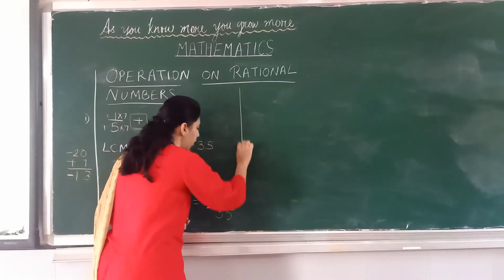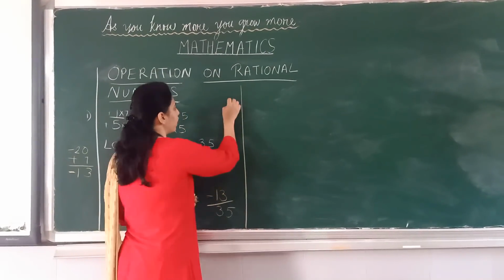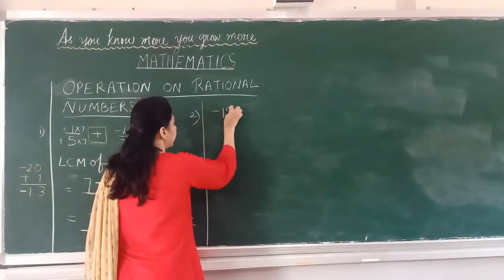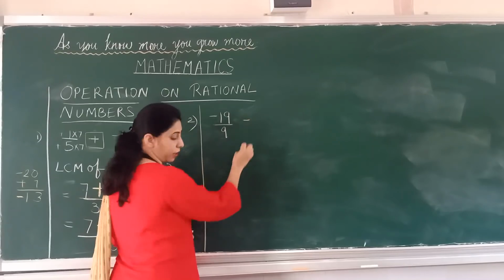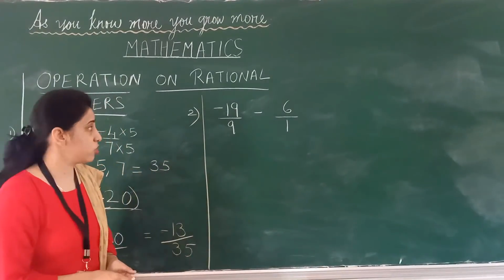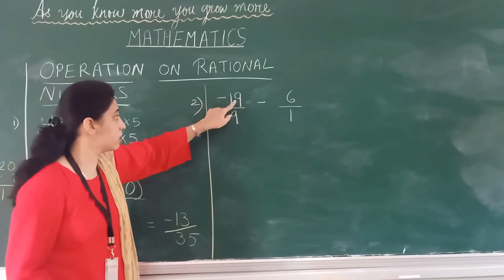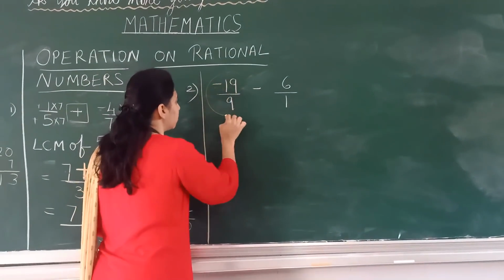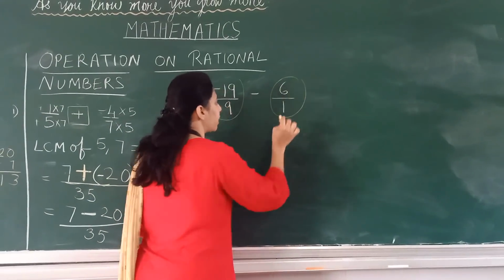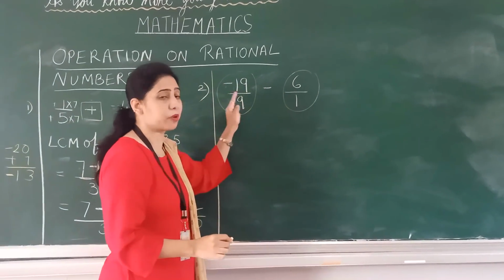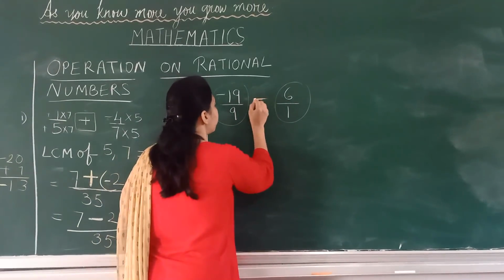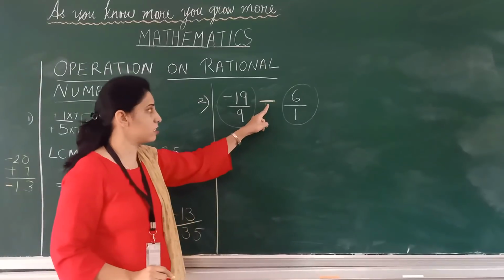When you go for subtraction, I'll give you one example for subtraction. Minus 19 upon 9 minus 6 upon 1. Now just check where the negative sign is here. This is a rational number, this is the first rational number, this is your second rational number, and you have to subtract these two rational numbers. Your main sign is subtraction.